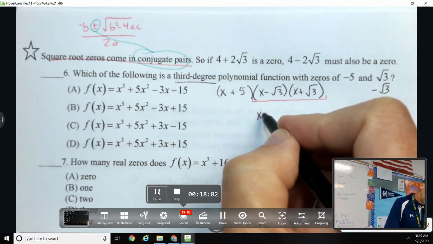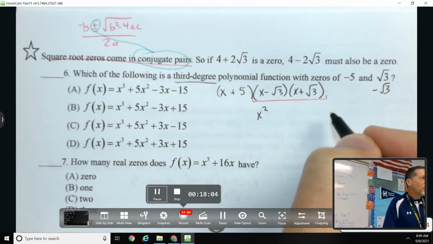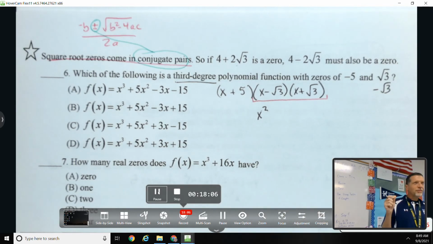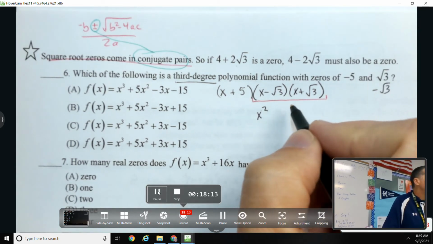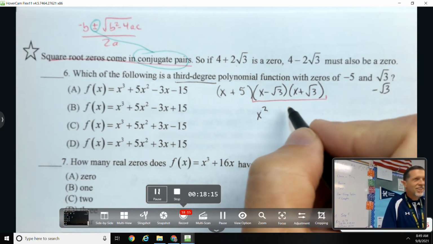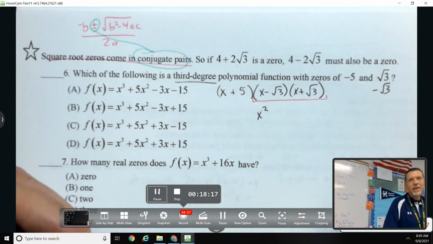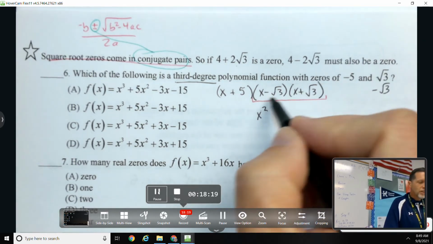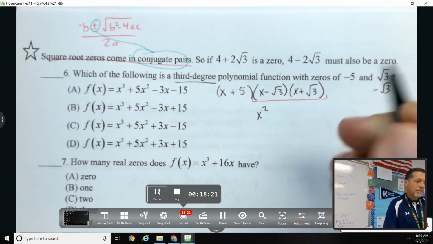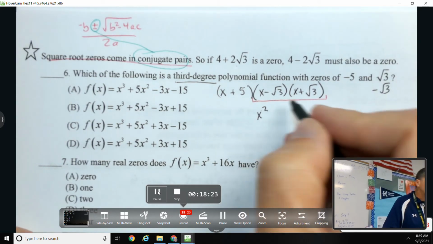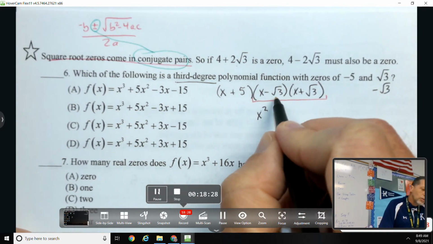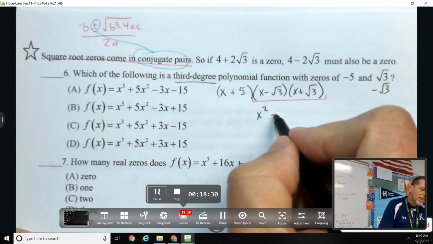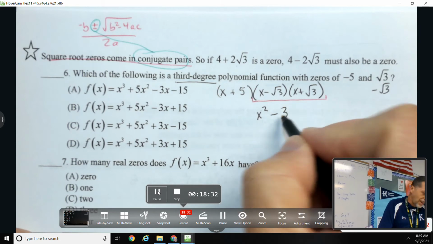FOIL, x squared. I'm just curious, are you guys writing out the O and the I of FOIL, or are you like, I know what happens? Okay, just be careful, because if you hit one that's not a conjugate and you try that, you're going to mess up the problem. So if you know that these are conjugates and you know what's going to happen, then skip it. Just be careful. Don't skip it when you're not supposed to skip it. Let's see, root 3 times root 3? That's just minus 3.